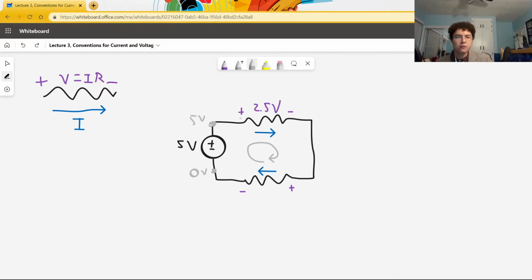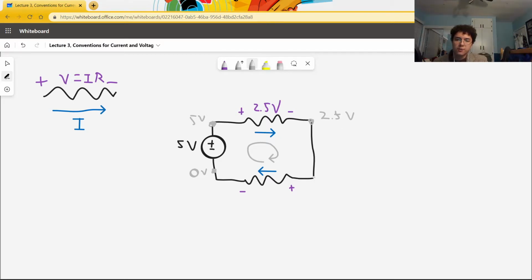If, while walking, we go from a positive terminal to a negative terminal, we can see our voltages dropping by the amount between the two terminals. So when we go from 5 volts on the positive side over to the negative side, our voltage drops by 2.5 volts to be 2.5 volts.